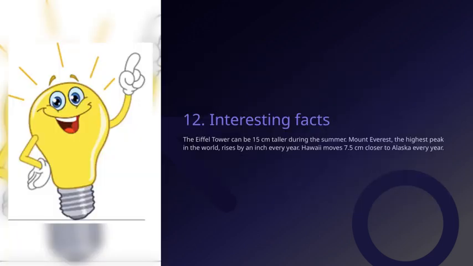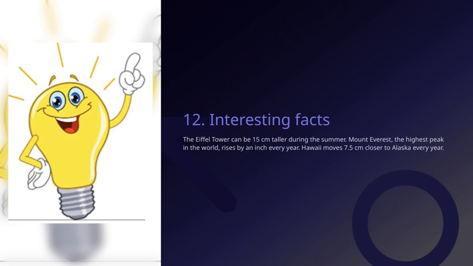Let's take a moment to look at some fascinating facts about our planet. Did you know that the Eiffel Tower can actually be about 15 centimeters taller during the summer? That's because the metal expands when it gets warmer, causing it to stretch slightly. It's a great example of how natural phenomena can affect man-made structures.